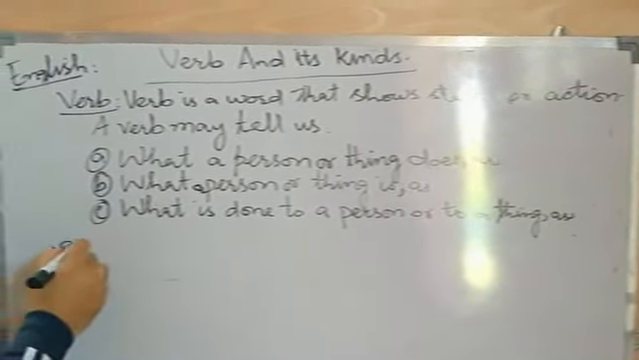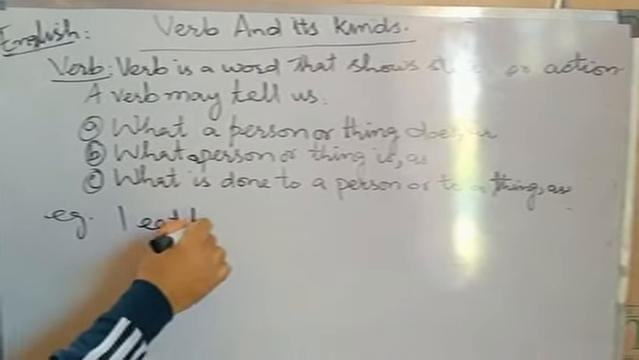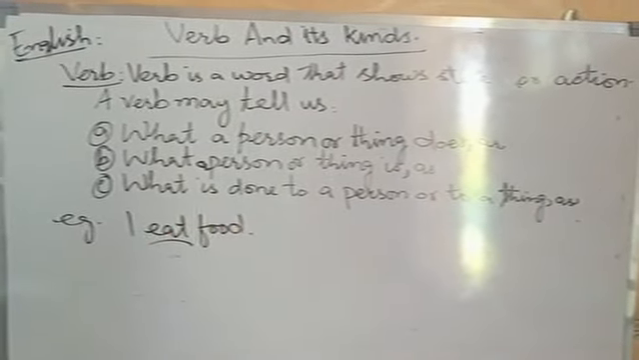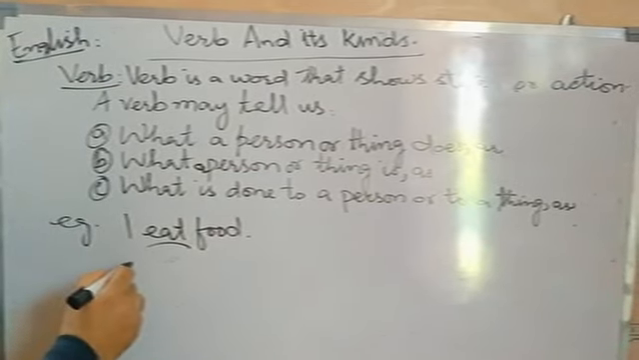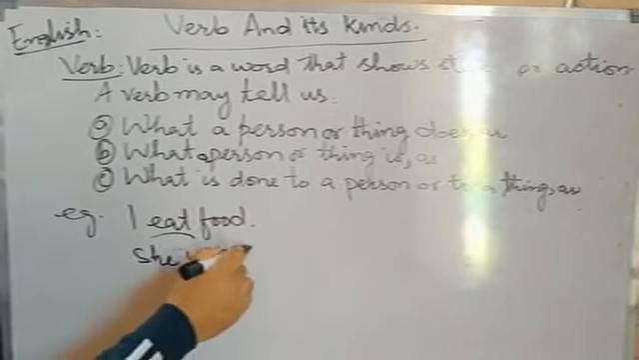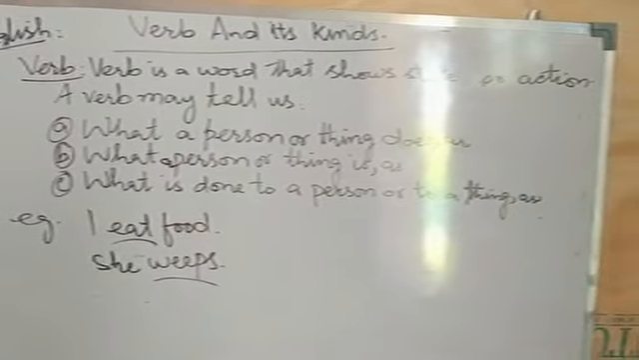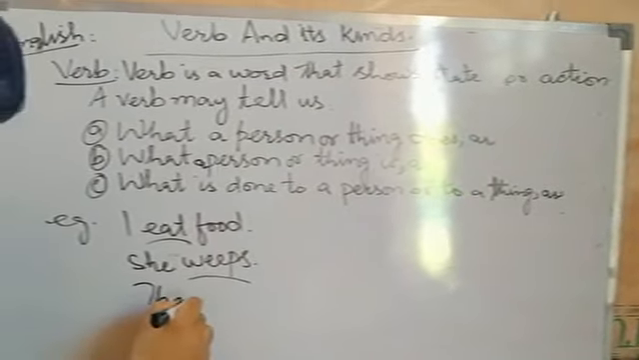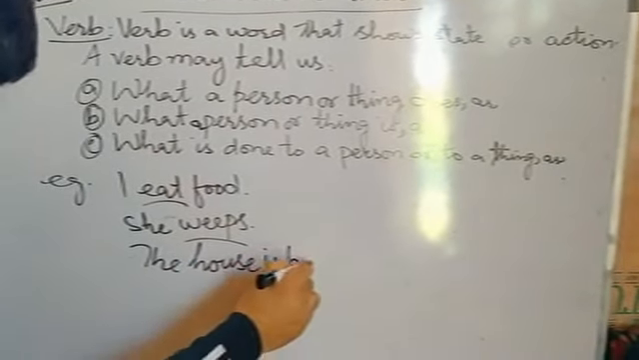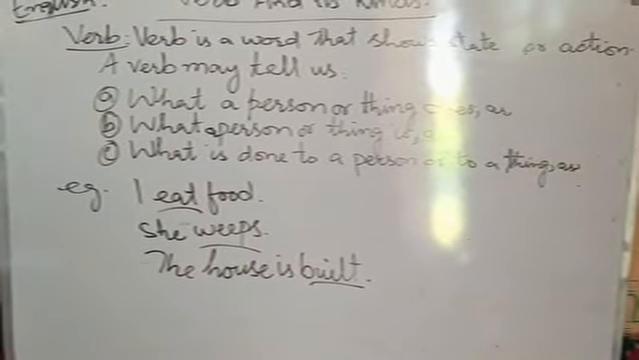For example, I eat food. Eat here is verb. She weeps. Weeps here is verb. The house is built. Built here is verb.